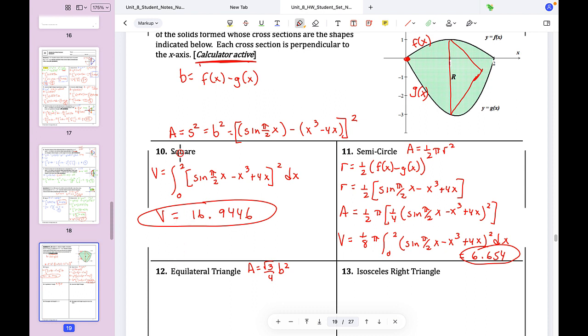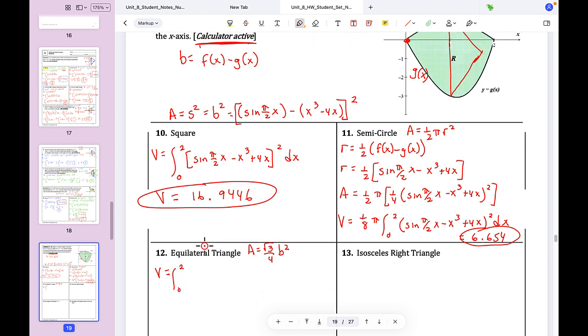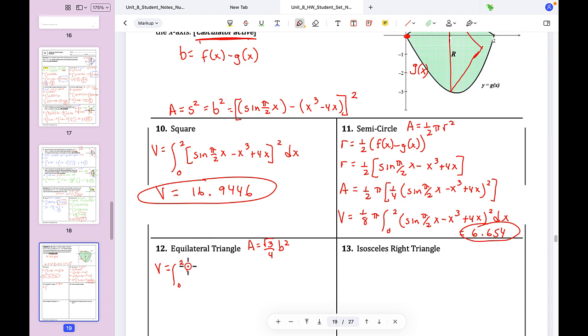So, yeah, base squared is right here. We already did that work, right? So here we're looking at the volume going from 0 to 2. Sorry, I get distracted. Square root of 3 over 4 times the base squared, which we already figured out, is sine pi over 2x minus x cubed plus 4x squared dx.